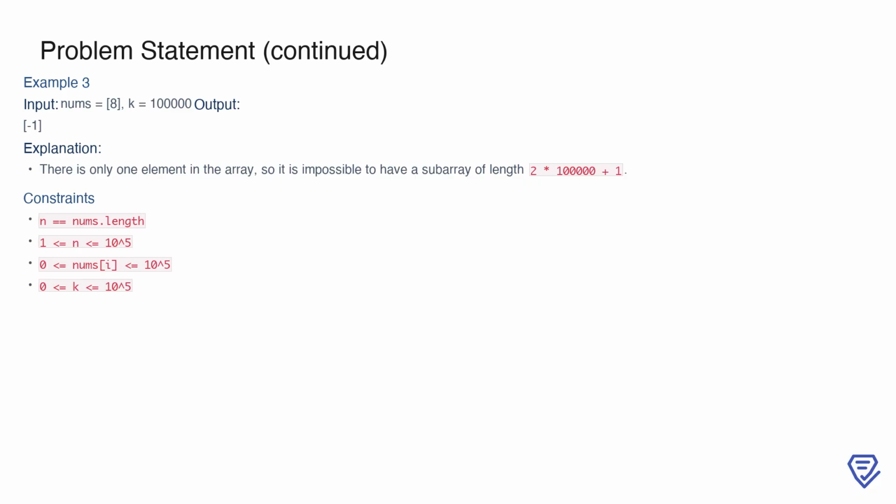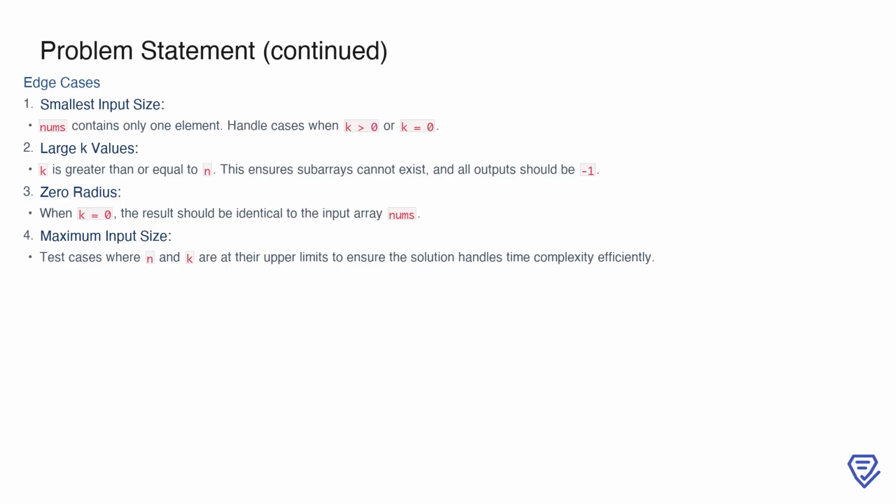Now, let's look at the constraints for this problem. The length of the array, n, can be as small as 1 or as large as 100,000. Each element in the array is a non-negative integer and can go up to 100,000. The value of k can also range from 0 to 100,000. These constraints highlight the need for an efficient solution, as the input size and the range of k can grow quite large. Finally, let's discuss some edge cases that your solution should handle.